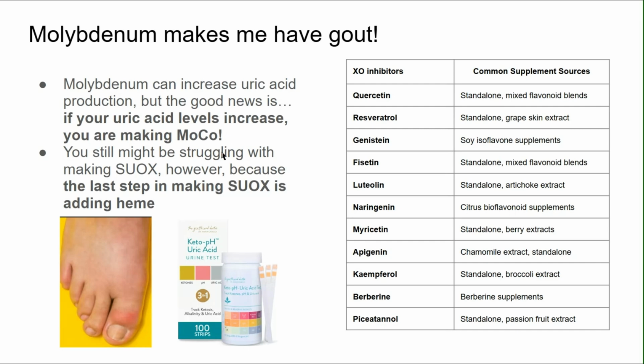But if you are making MoCo, but you're still struggling with sulfite metabolism, then you're probably not making sulfite oxidase. So how would you know? Well, one, you could get some type of urine strip to check for uric acid, or if you get a gouty toe, it's obvious. And then the second thing you could do is you could get a wine testing strip to check for sulfite in your urine. But if you have free sulfite in your urine, you're pretty far gone. And most of us are probably not suffering very badly like that.